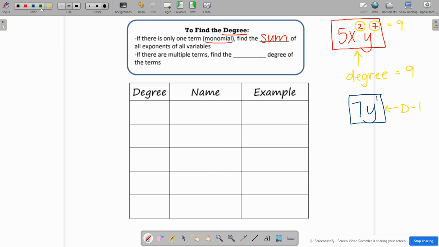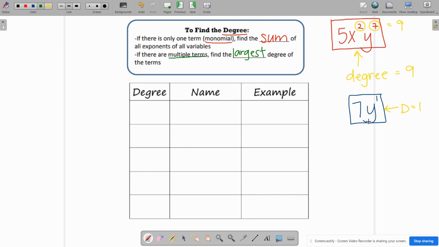Now, what if there are multiple terms? If we have multiple terms, then you're basically going to look at each individual term's degree, and you're going to say that the largest one is the degree overall of the entire polynomial.